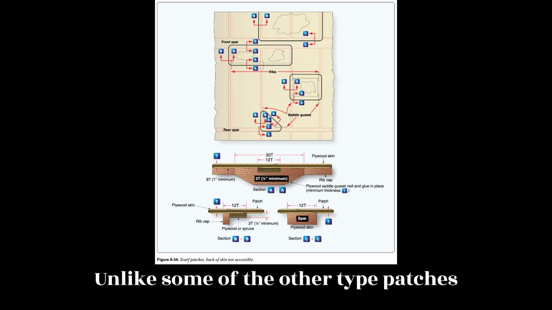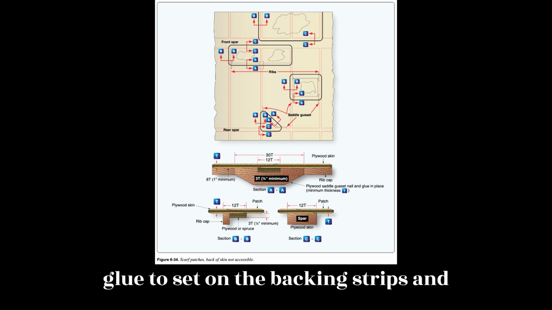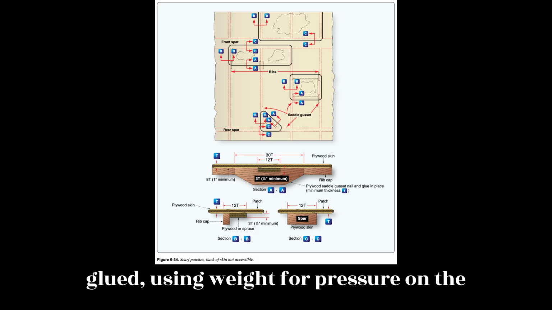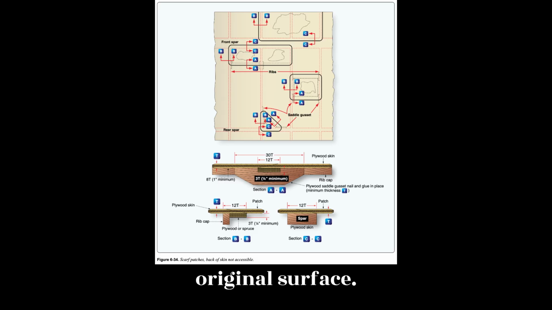Unlike some of the other type patches that are glued and installed as one process, this repair must wait for the glue to set on the backing strips and gussets. At that point, the scarf patch can be cut and fit to match the grain, and glued, using weight for pressure on the patch as appropriate. When dry, fill and finish the repair to match the original surface.